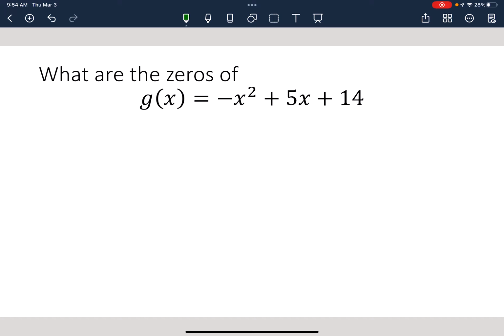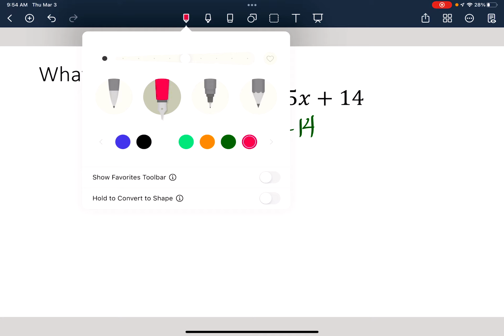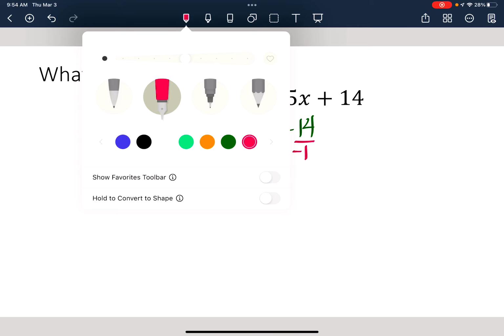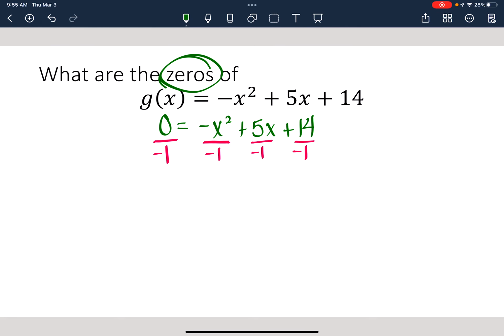So here it asks me to find the zeros of g of x equals negative x squared plus 5x plus 14. So when you want to find the zeros, you have to first set your equation equal to 0. So that's 0 equals negative x squared plus 5x plus 14. When you have a leading coefficient that's negative, what you want to do is first factor out that negative, just like you would a GCF. So I'm going to divide negative 1 from this entire problem. So now this will leave you with 0 equals x squared minus 5x minus 14.